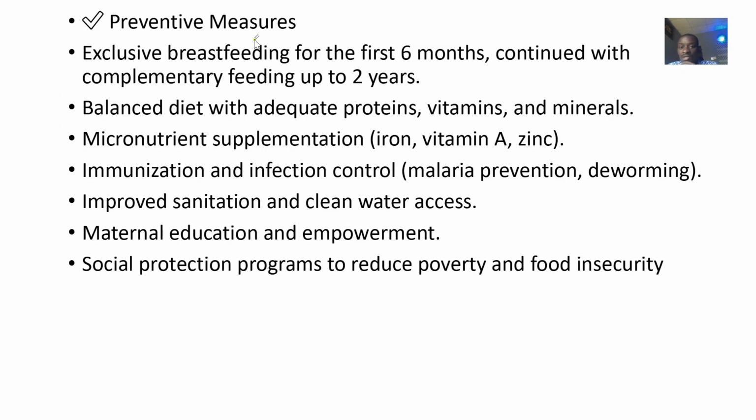So prevention measures is exclusive breastfeeding. So at least for the first 6 months of life, you should breastfeed your baby back to back. They call that exclusive breastfeeding. So a balanced diet with proteins, vitamins, minerals should always be available. Micronutrient supplementation, iron, vitamin A, zinc should always be available. Immunization and infection control. Okay, then improve sanitation and clean water access. Then social protection programs just to reduce poverty and food insecurity.